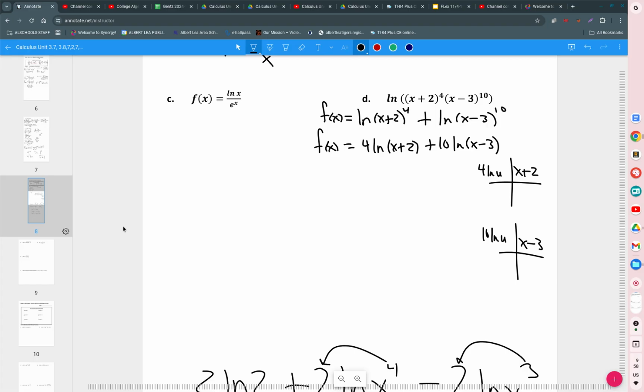So the derivative of x plus 2 is 1. What's the derivative of 4 natural log of u? 4 over u. And the derivative of x minus 3 is 1. The derivative of 10 natural log of u is 10 over u. So all I have is 4 over x plus 2 plus 10 over x minus 3. That's the derivative. Isn't that a lot easier? Yeah.